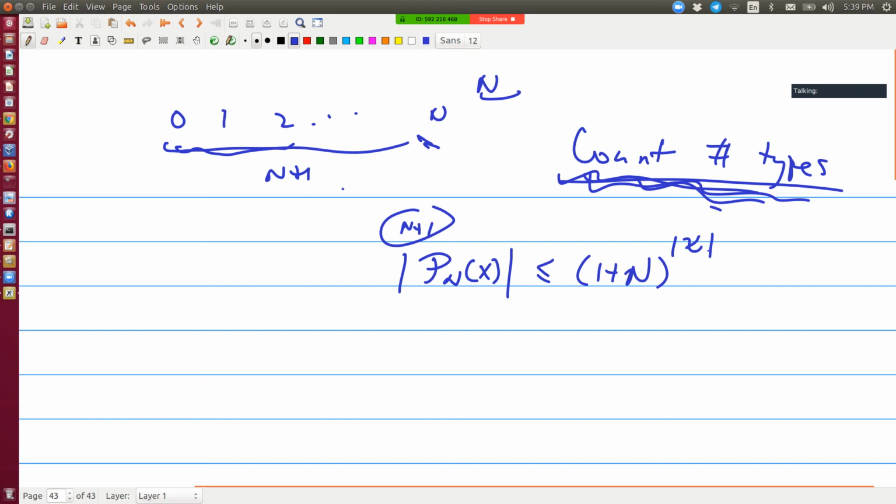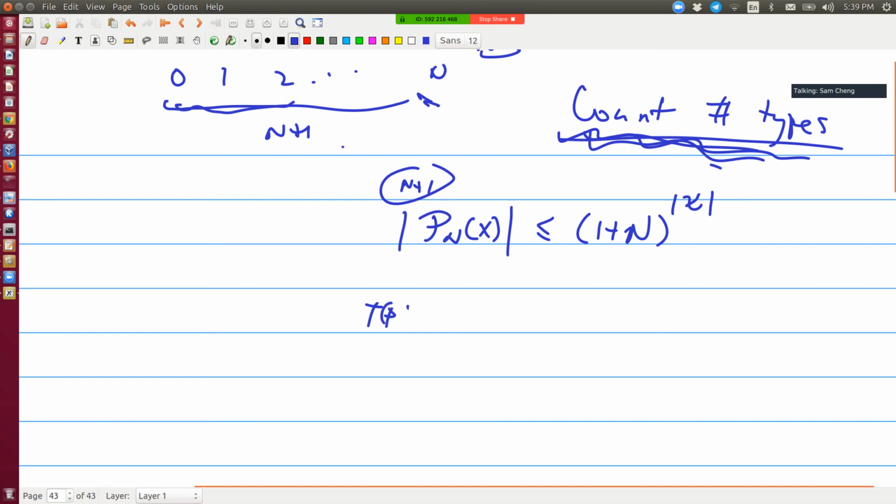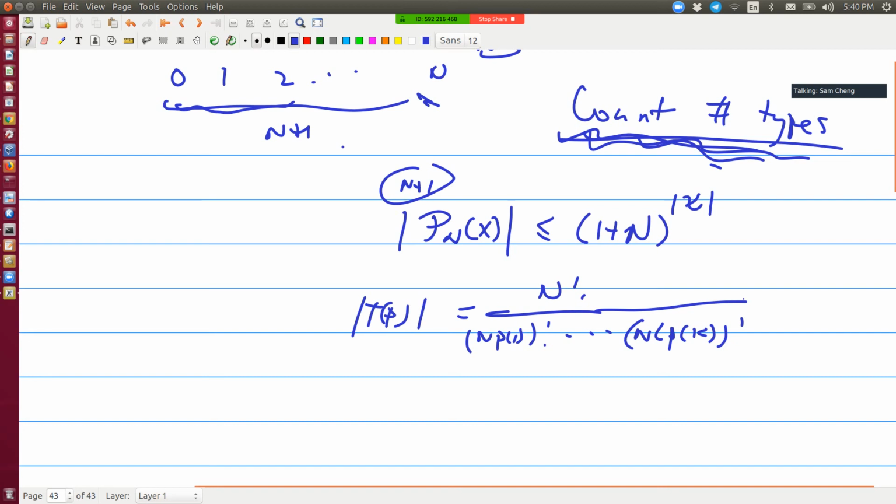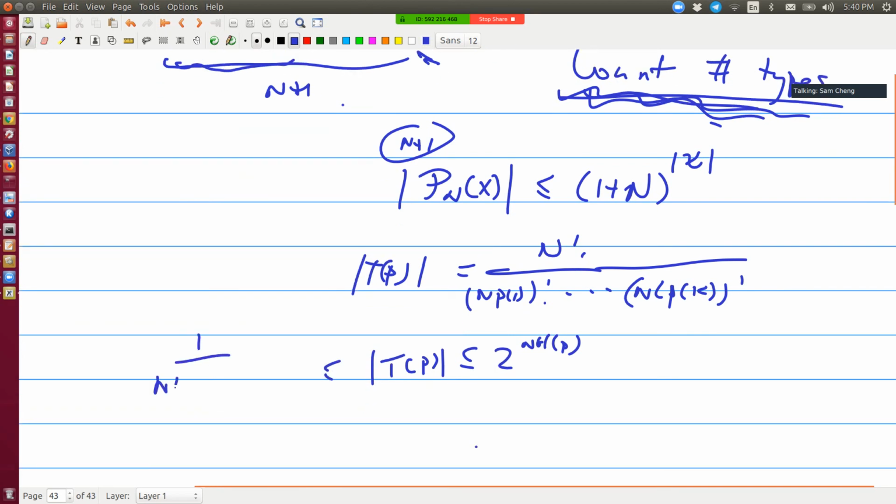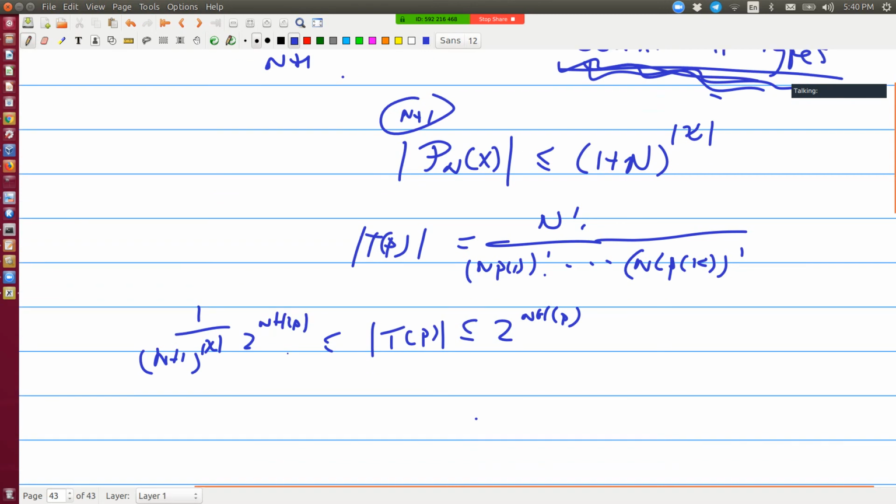Now finally we can talk about this. For a particular type class TP, we said how many sequences there are: exactly n factorial over (n P1) factorial, and so on, up to (n Pk) factorial. But this is very difficult to use. So instead we look into the bound: the number of sequences in TP is bounded by 2 to the nH(P). You wrote this before. Yes, but we didn't show it because we didn't have enough tools. But now we can show this.